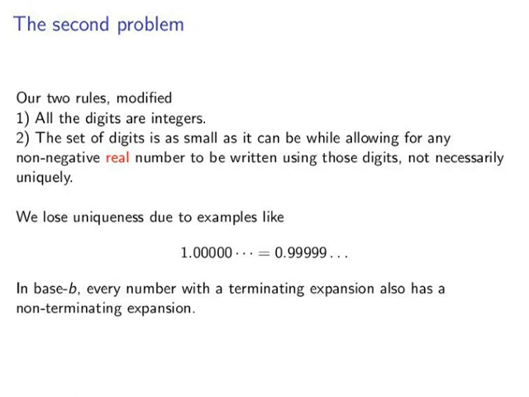And I should emphasize here that the lack of uniqueness is not unique to non-integer bases. Even in just regular base 10, we have examples like 1.0 repeating equals 0.9 repeating. Same number, two different expansions. In fact, every number with a terminating expansion also has a non-terminating expansion. Terminating, by the way, means it ends in an infinite number of zeros.